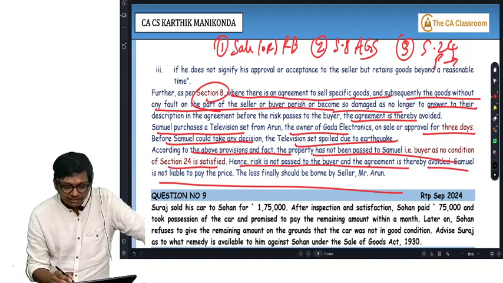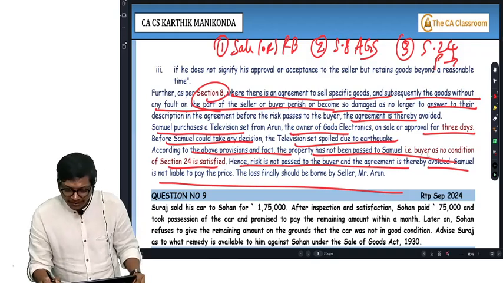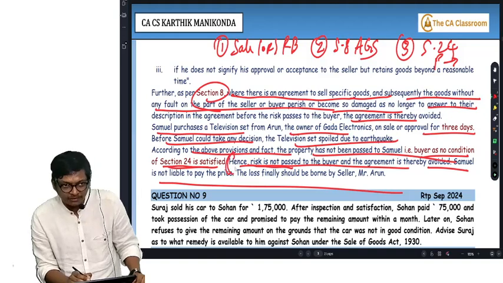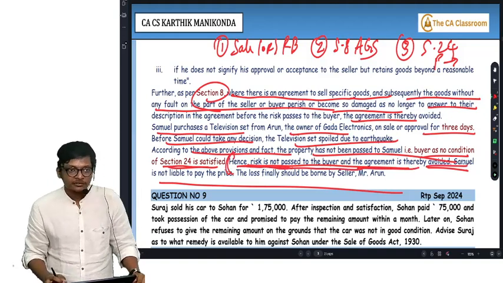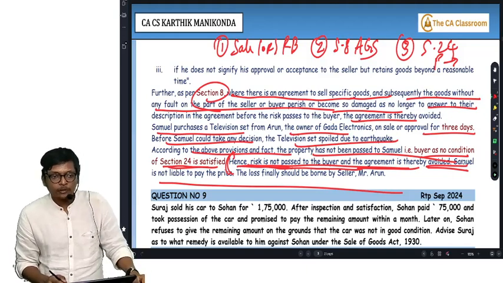That's section 24, sorry. No, the buyer has no condition here. The risk is not passed to the buyer and the agreement is avoided. So risk will pass only if ownership is transferred. Are you following, guys?